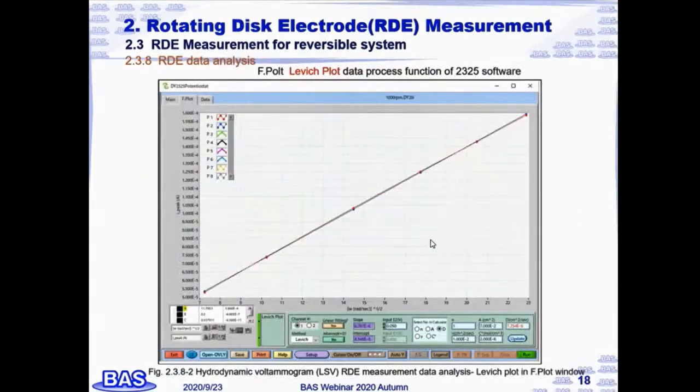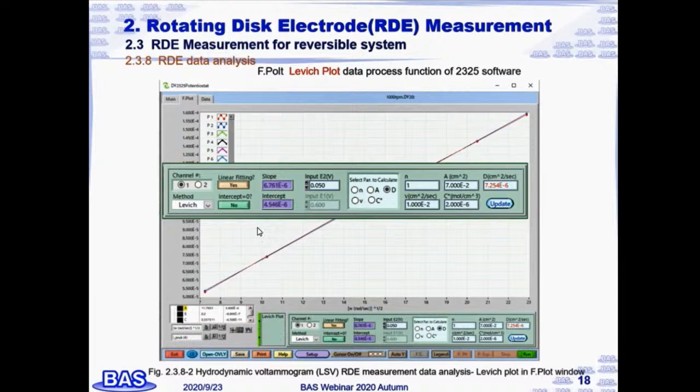Model 2325 has a Levich plot data analysis function. In its F-plot window, overlay the RD data. Select the Levich plot function. Select the method, Levich. Enter the potential for the limiting current selection. A linear plot appears and the slope is shown here. Furthermore, select the parameter to calculate, such as D. Enter the values of the other parameters. Click the Update button. D is calculated and displayed immediately.